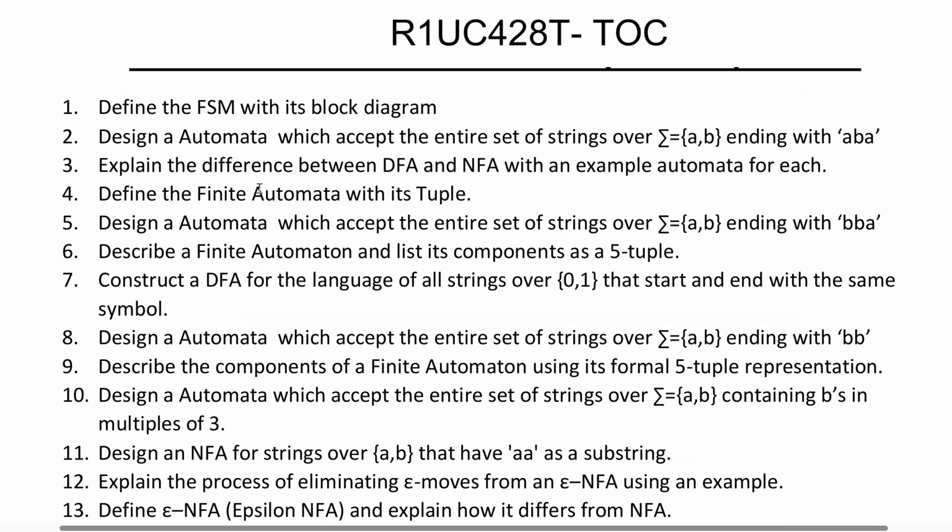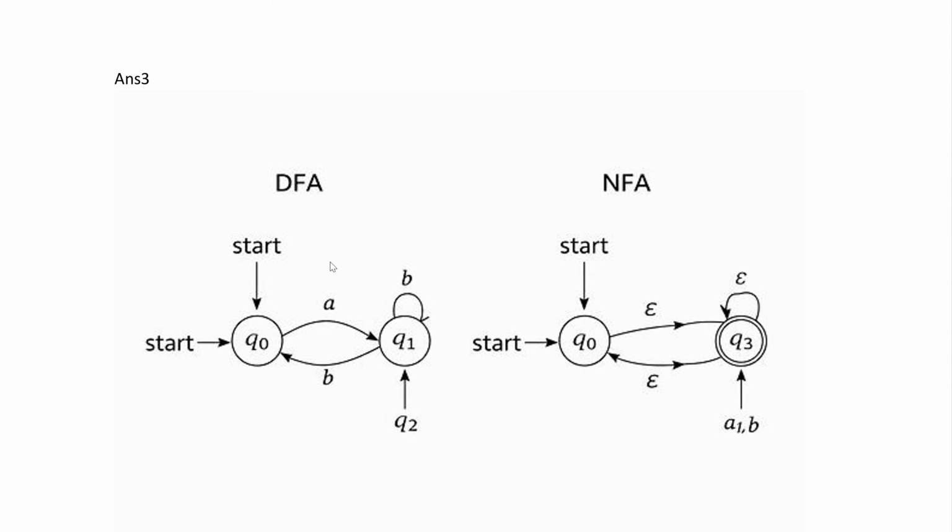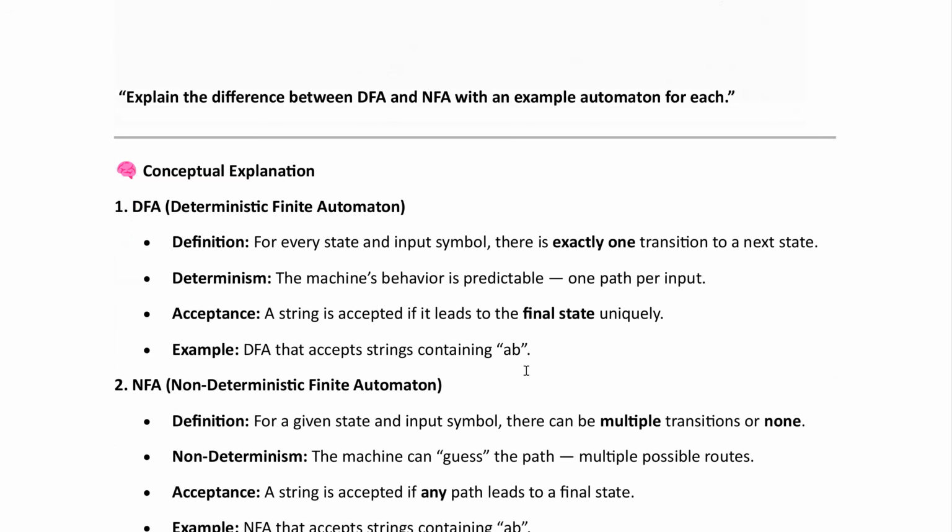Now let us jump to question number 3. Explain the difference between DFA and NFA with example automata for each. So basically there is one major difference between DFA and NFA. As I remember, when we apply some input symbol to a state in DFA, we get only one output state. But in NFA, when we apply some input symbol to some state, we can have more than one next state, right? So this is the basic difference between DFA and NFA.